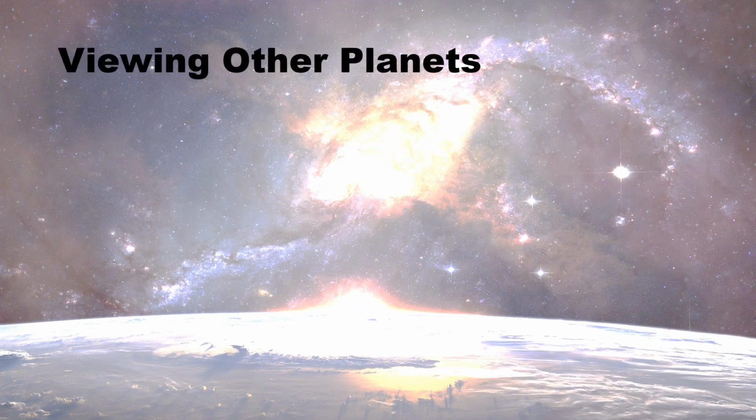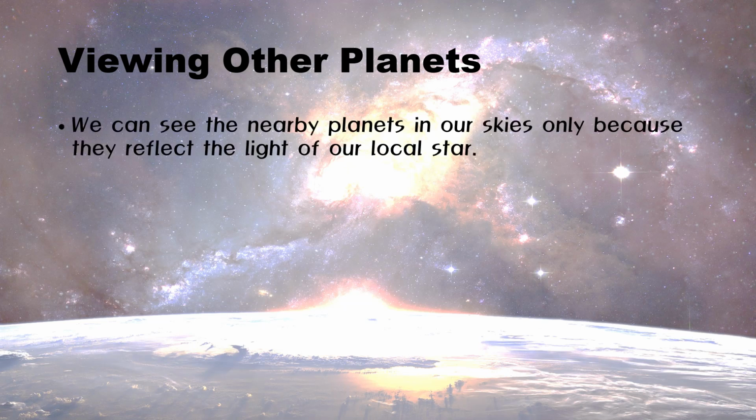Now, what about viewing other planets? Because we just said there's a total of 8 bodies here. But what if we wanted to see these planets? Well, we can see the nearby planets in our skies only because they technically reflect the light of our local star. So if you were to look up in the night sky with a telescope at, let's say, Mars, the light that you're seeing coming off of Mars is there because it's actually reflecting light from the sun.